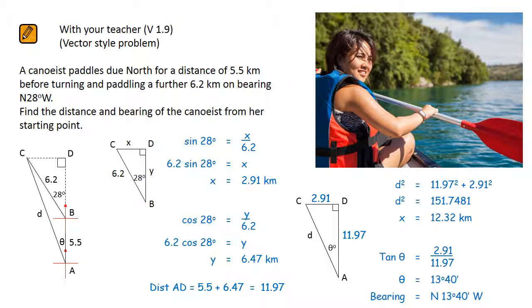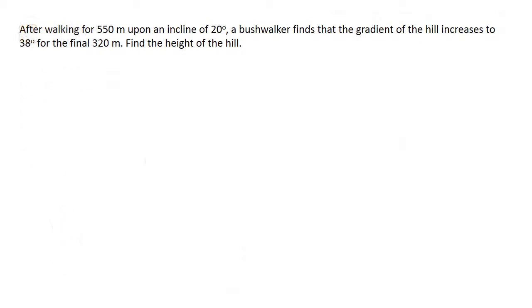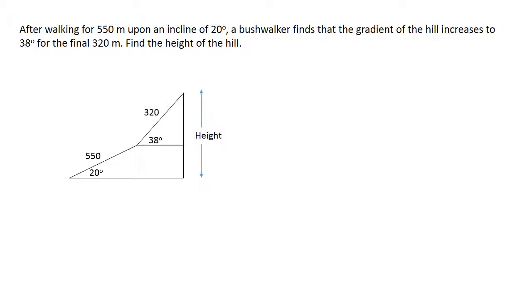The next example says that after walking 550 metres up an incline of 20 degrees, the bushwalker finds that the gradient of the hill increases to 38 degrees for the final 320 metres. Our job is to find the height of the hill. If we extend lines out and down, we can see that the height of the hill is given by this distance here. All we need to do to work it out is to consider each of the two triangles separately.